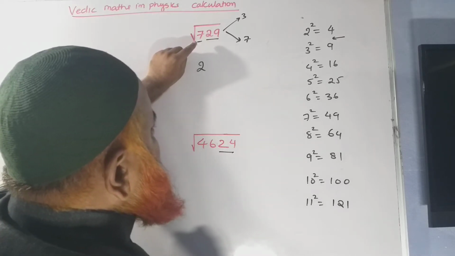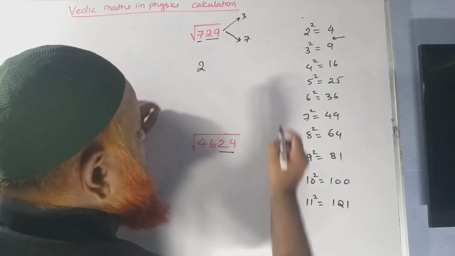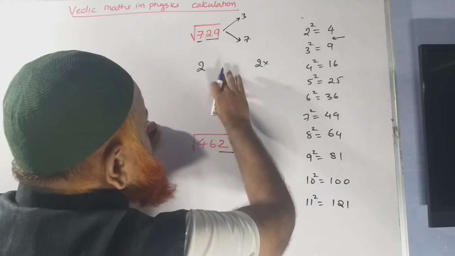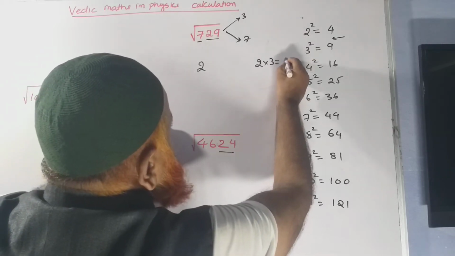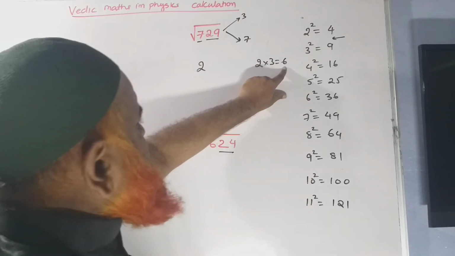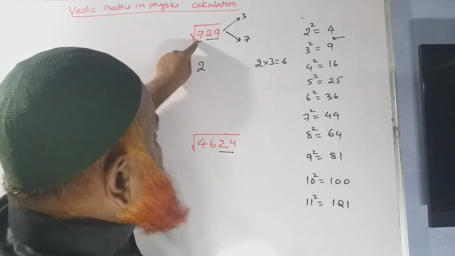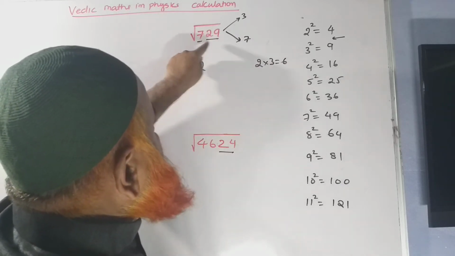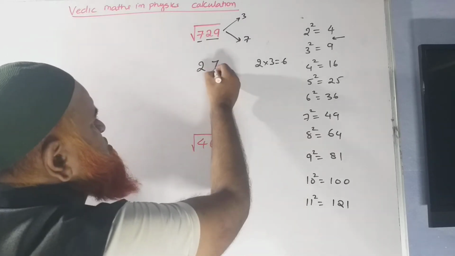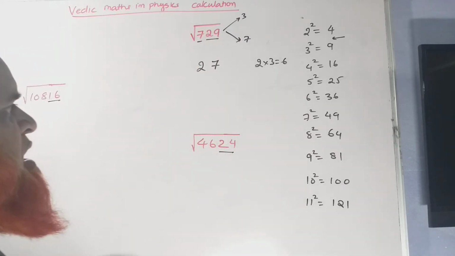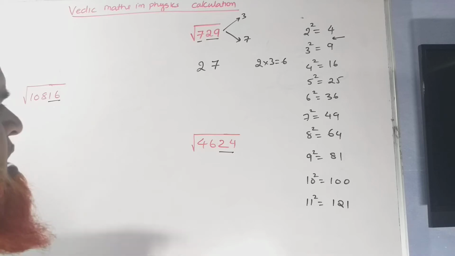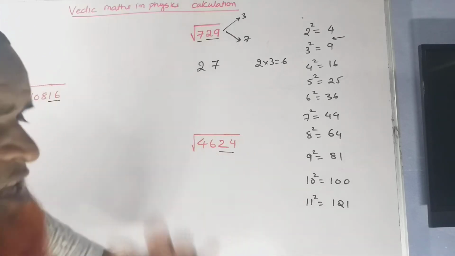You have taken 2 here, okay? So you have to multiply this 2 with a higher number, that is 2 times 3, 6. So 6, if you consider, this 6 is lesser than 7, or 7 is greater than 6. So your last number is going to be 27 over here, okay? So if you get this answer, let us go for the 4 digit number.